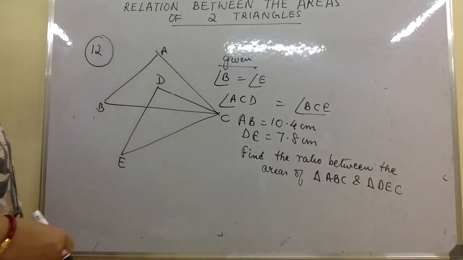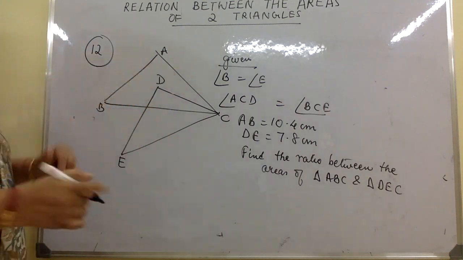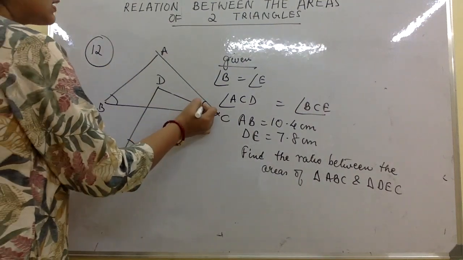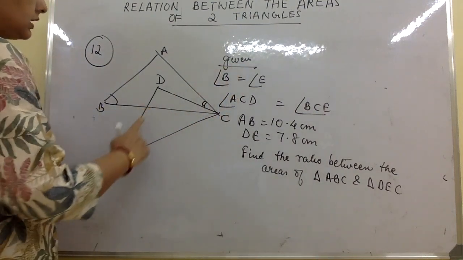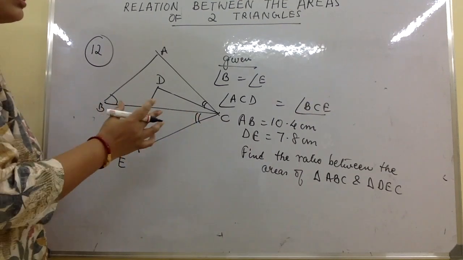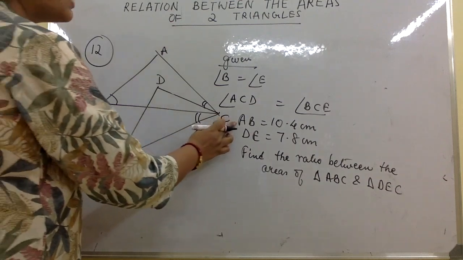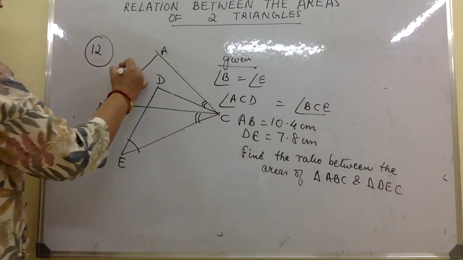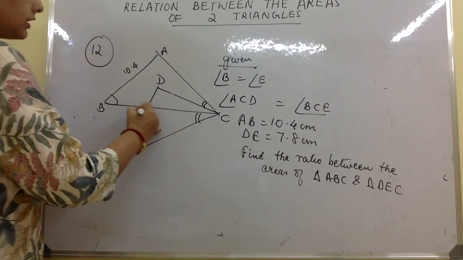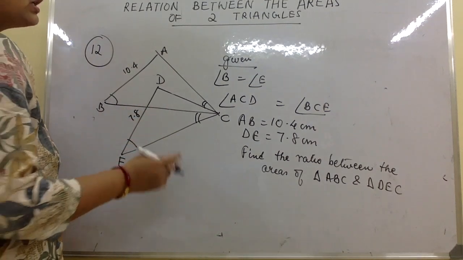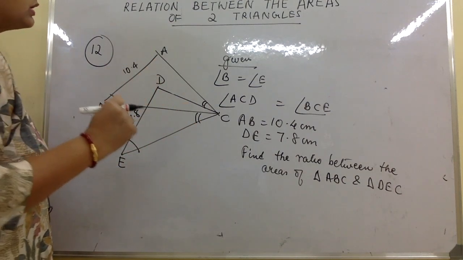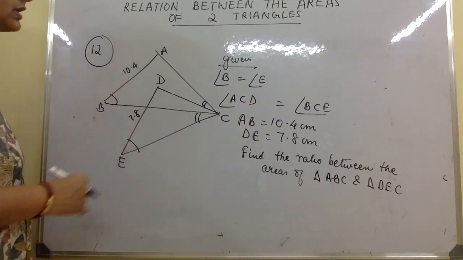Now this is our next question. What is given? Given angle B is equal to angle E. These two angles are equal. Angle ACD, this angle, is equal to angle BCE, this angle. Okay, so this is what has been given. Something else: AB is 10.4 and DE is 7.8. Find the ratio between the areas of triangle ABC and DCE. So now after giving so many things, they are asking this.